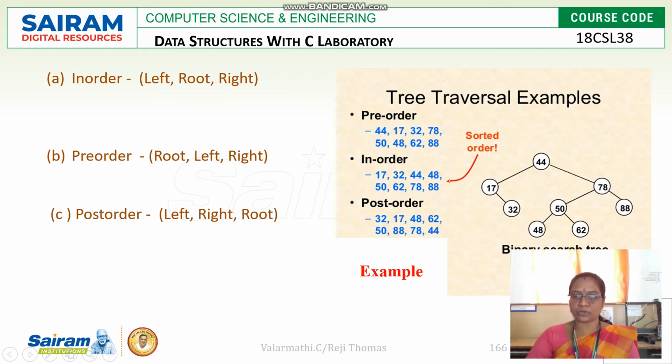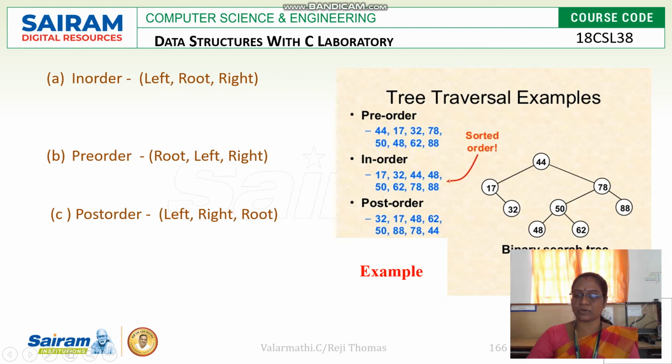As the root node is visited, it goes to the right side. The right side is 78. Now 78 is visited, and 78 has a left subchild, so 50 is now visited. Then 50 has another subchild, 48, which is visited. After 48 is visited, it goes to the right side of that root node 50. So 62 is the right subchild of 50. Now it is visited. Then it moves back to its higher hierarchy.